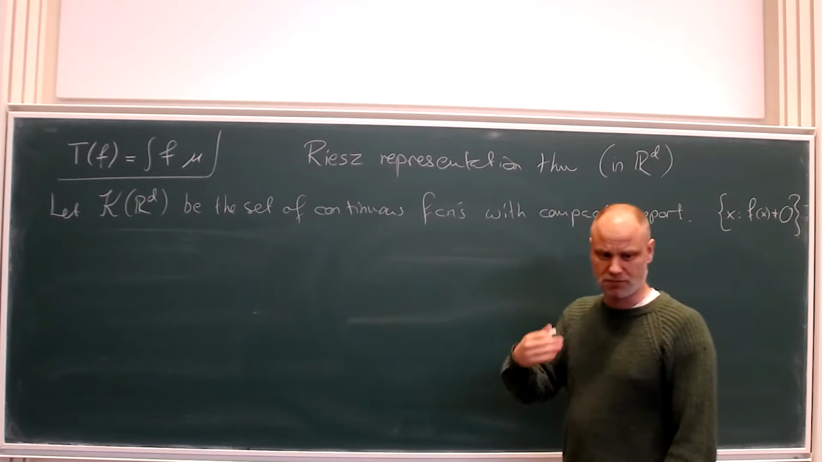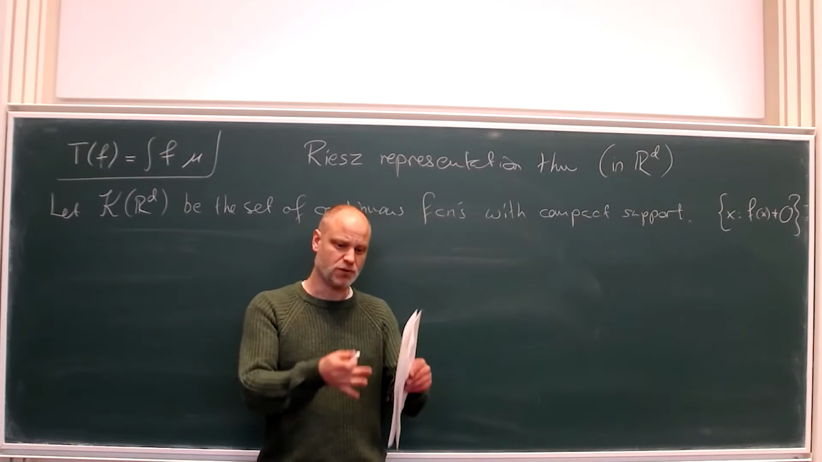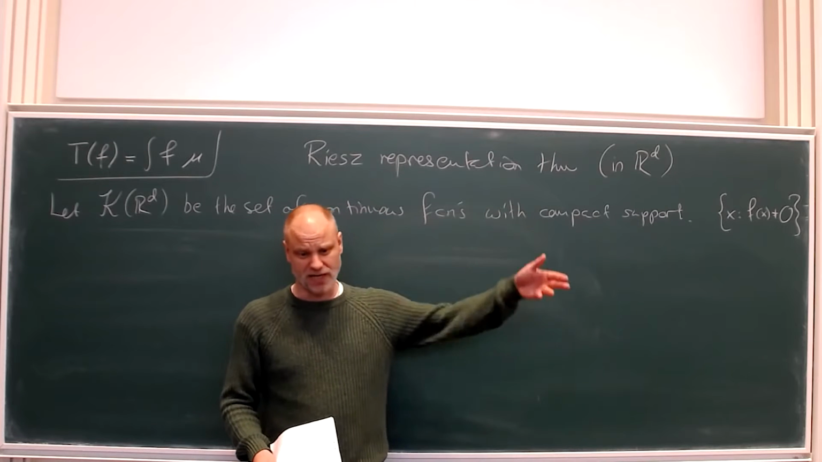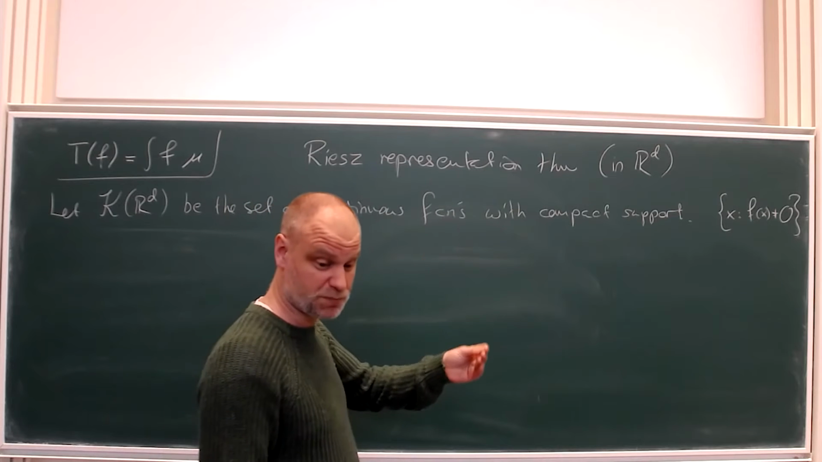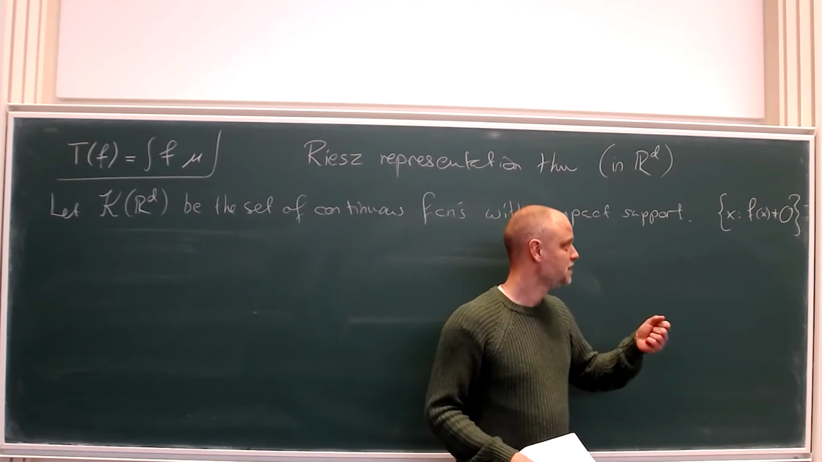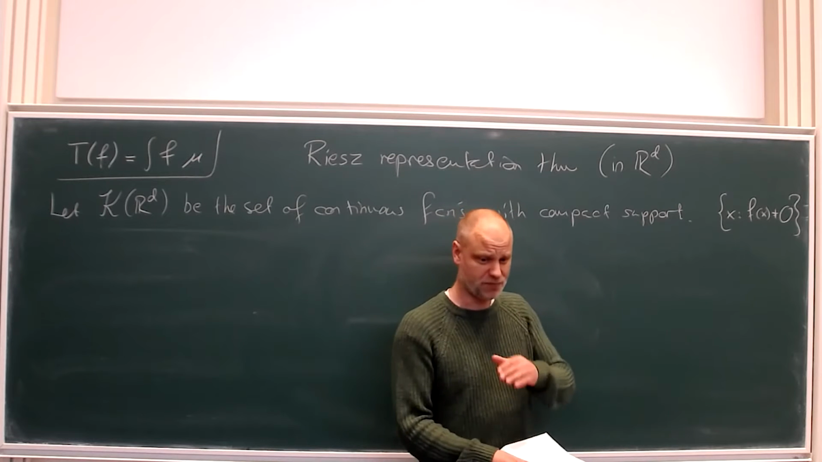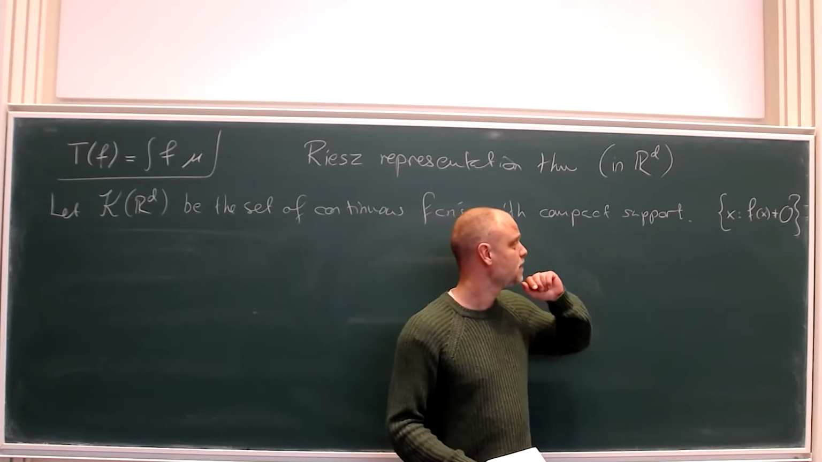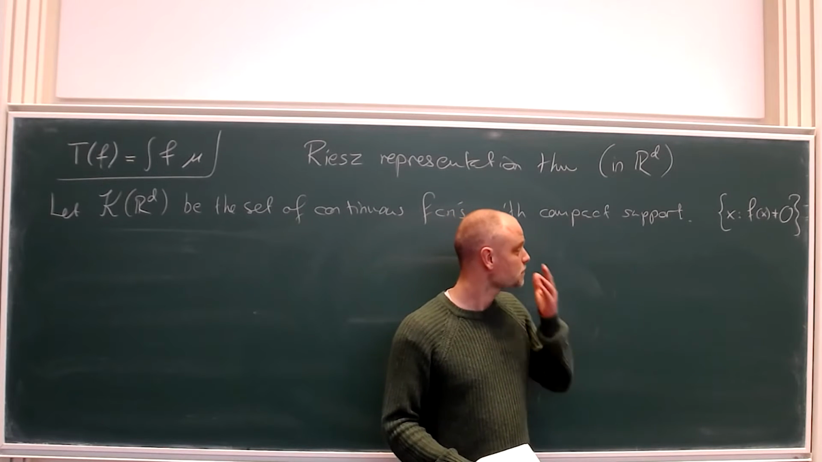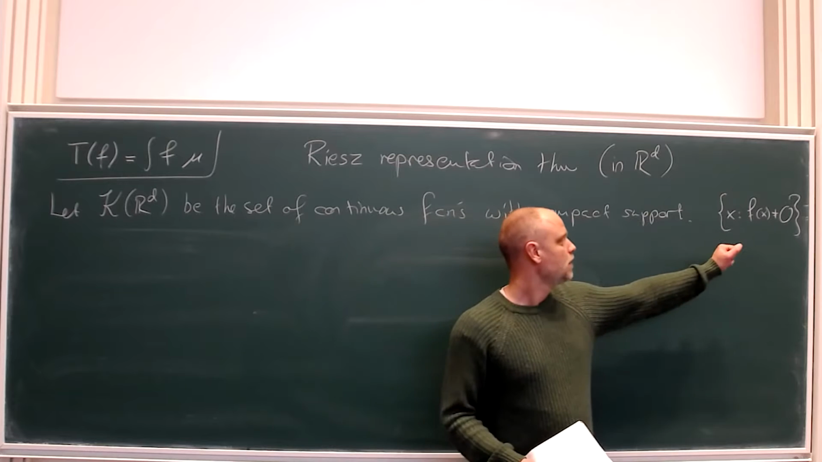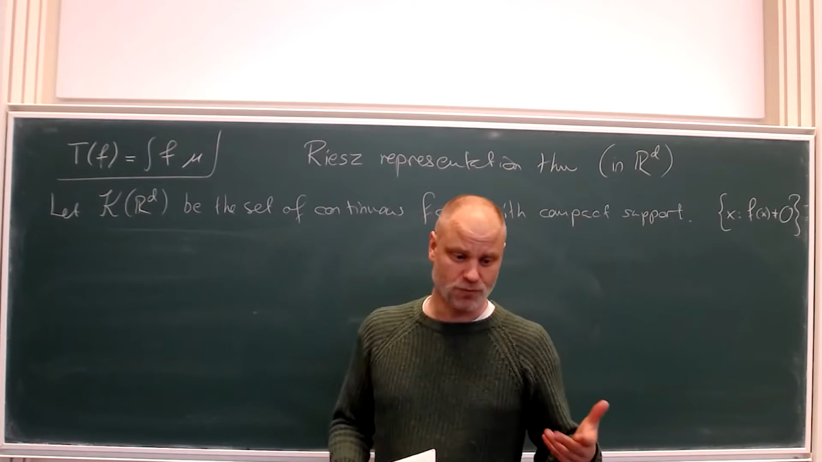And that definition is problematic for L1, for example, because given one representative of an equivalence class, this set will not be the same as if you take another representative. But for continuous functions, we don't have this problem. A continuous function is given by the function. There's no equivalence class. If you have different continuous functions, then they will differ on a set of positive measure, though not for every measure. But anyway, this is the definition of the support of a continuous function.